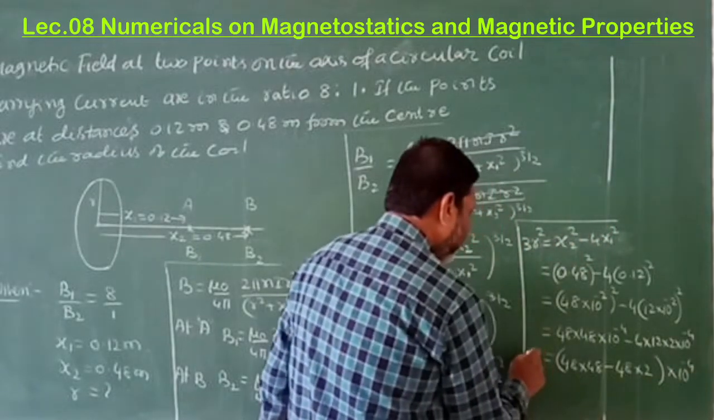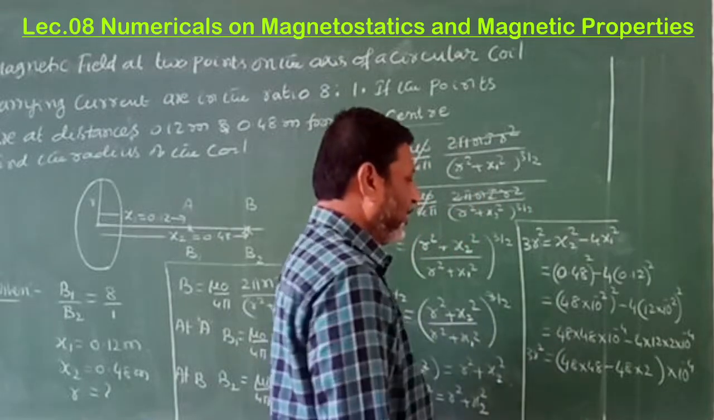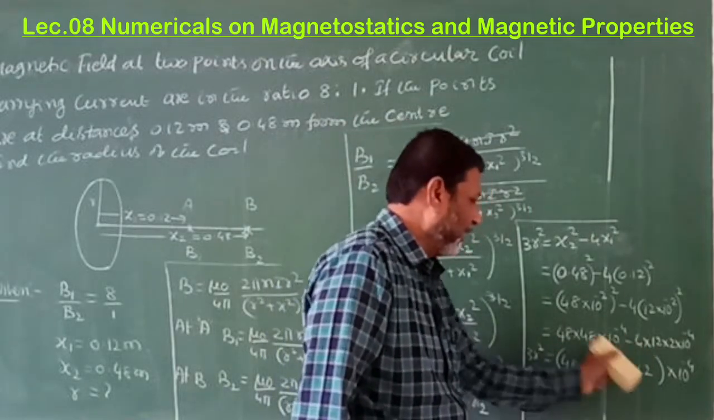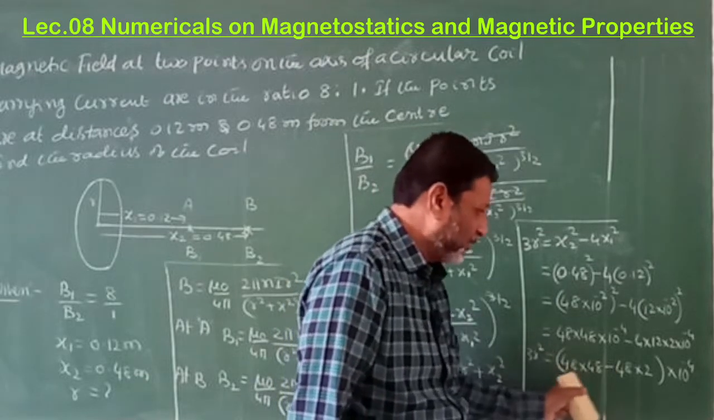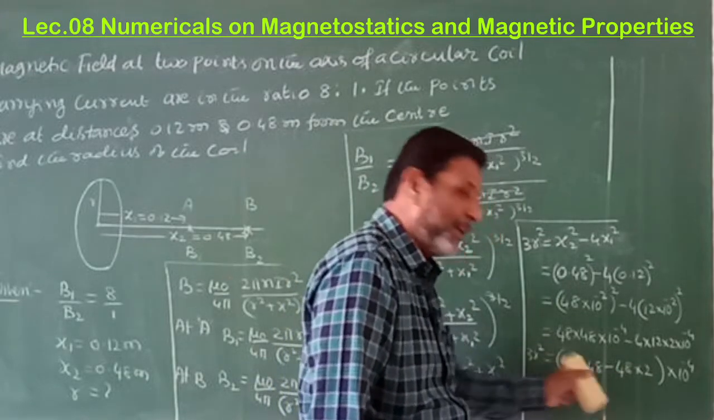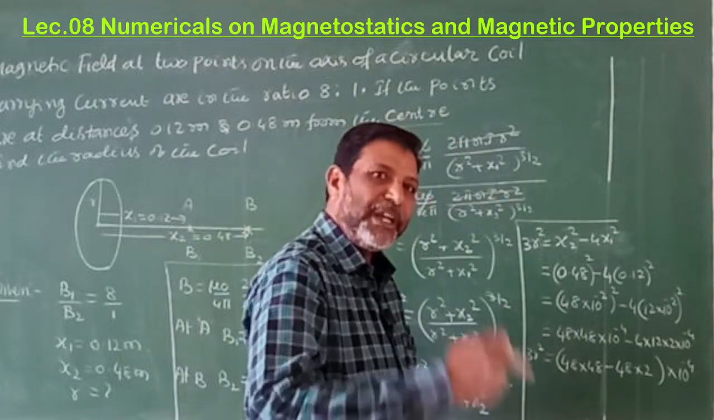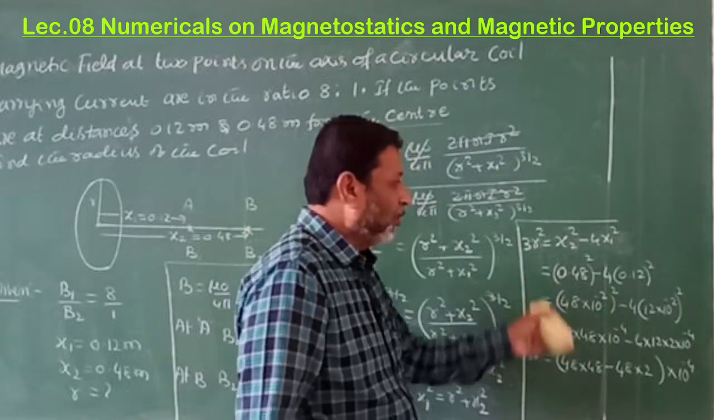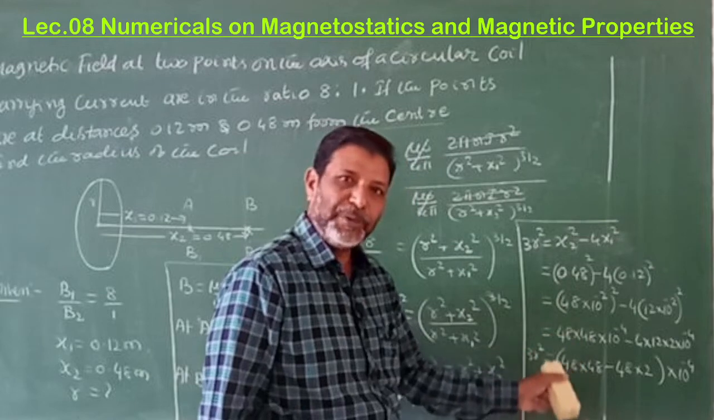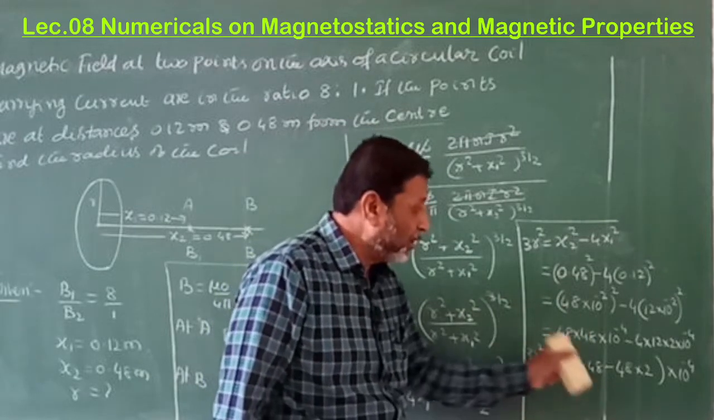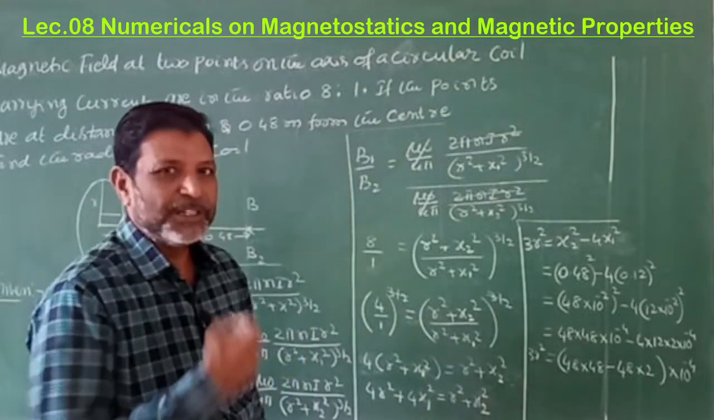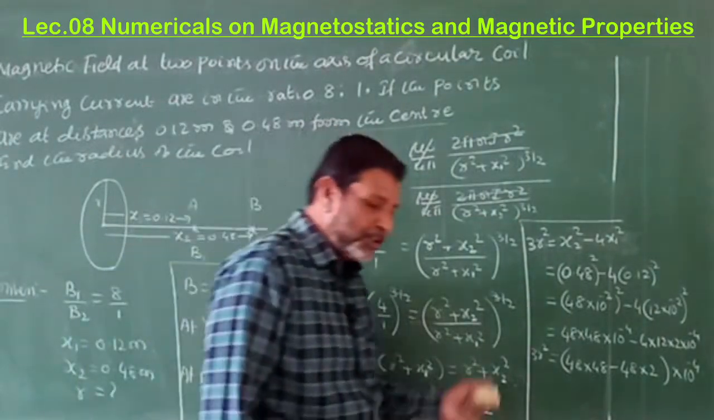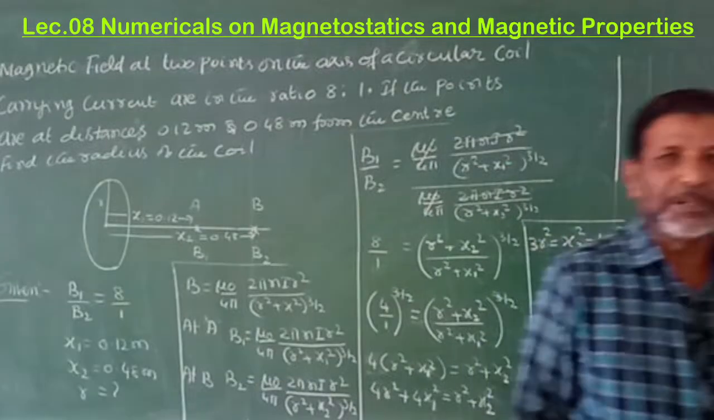Now this is the value of 3r square. You simplify this one, then you calculate r square, that means this total value divided by 3. Then if you want r, you take the square root of that. Now that calculation you can do. After doing this, you will get the radius of the circular coil. In this way you can solve this problem.